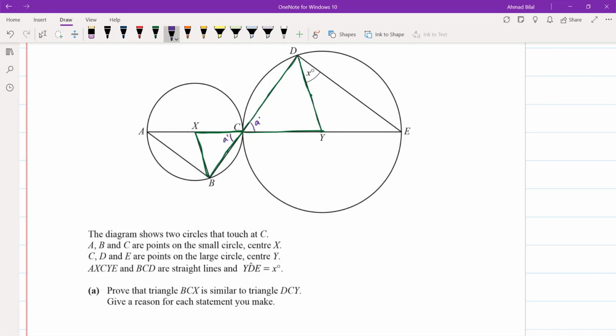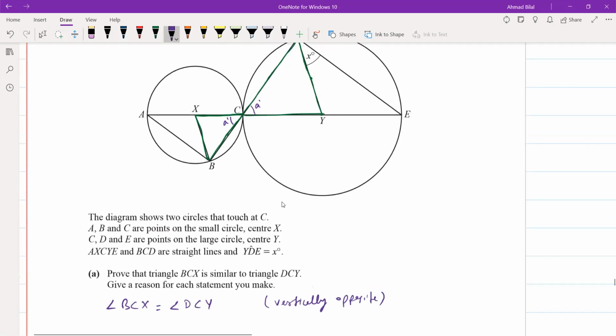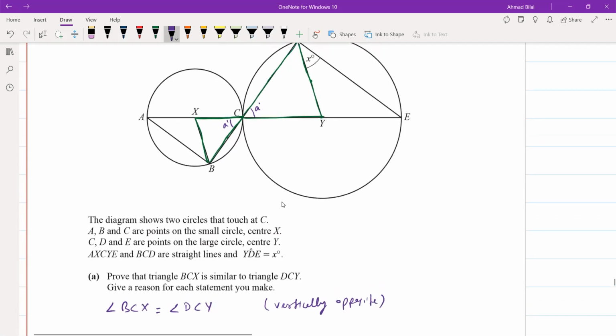You have to give a reason for each statement that you make. So you can start with this. The angle BCX is equal to the angle BCY. Why? Because they are vertically opposite. Okay, that was fairly straightforward. Let's think about the rest of them.